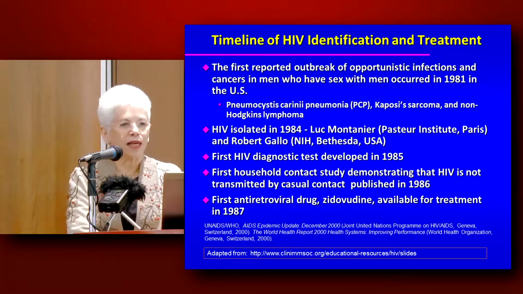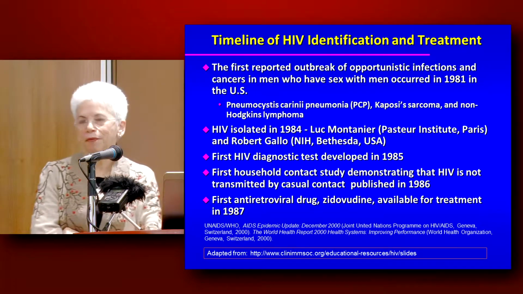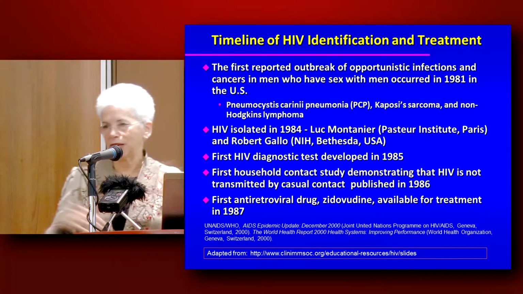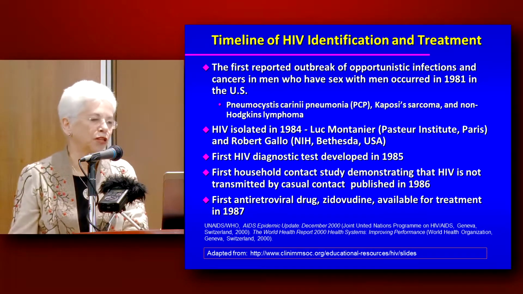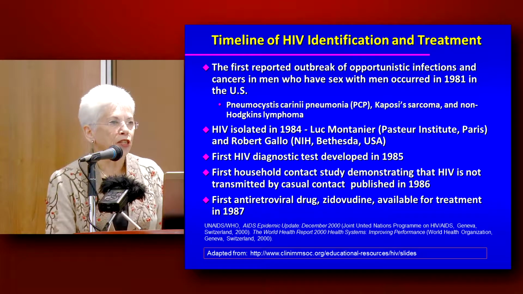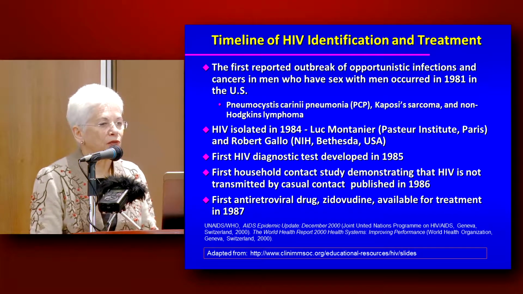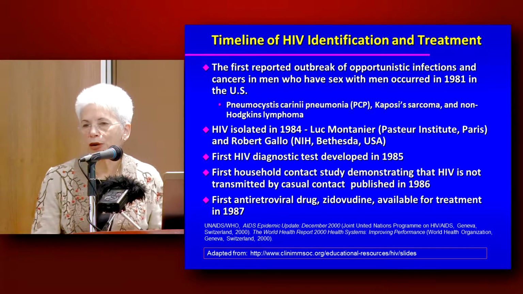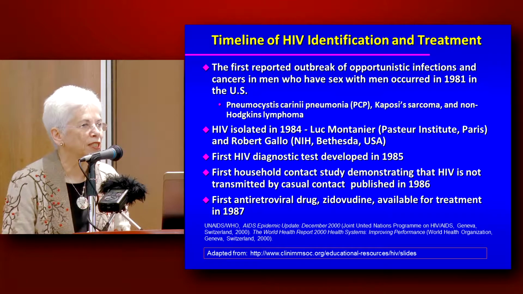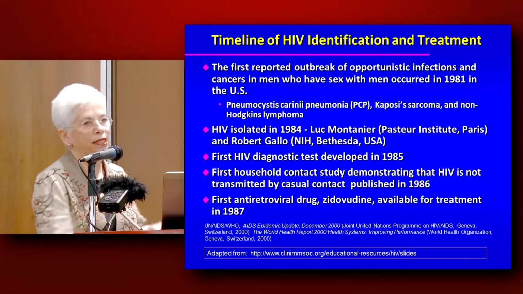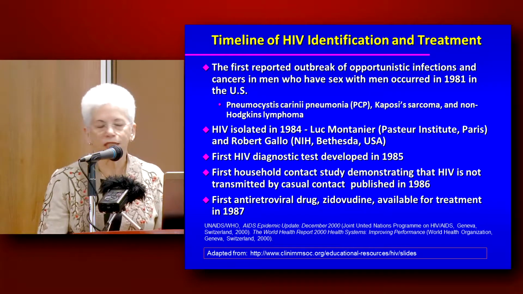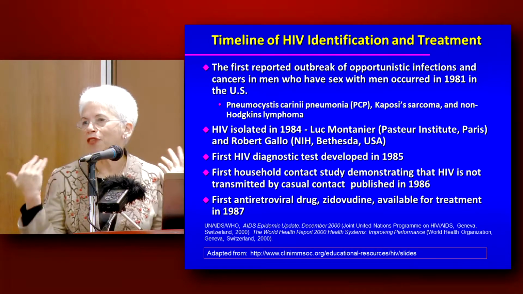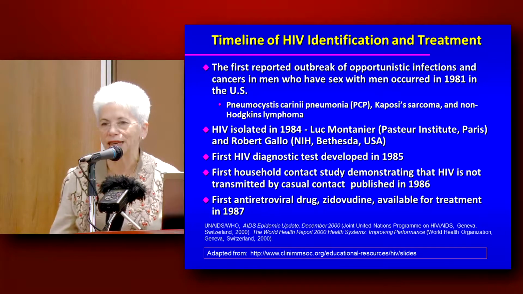So the timeline of HIV identification and treatment isn't the same as the actual presence of HIV, because the presence of HIV began in Africa a long time ago. But the first time it was written about was in 1981, when there were reports of gay men in the U.S. who developed very unusual conditions that you normally only saw in people with very suppressed immune systems. Pneumocystis carinii pneumonia, Kaposi sarcoma, and non-Hodgkin's lymphoma. And I'm sure that's what you saw at the beginning in Casey House, right?